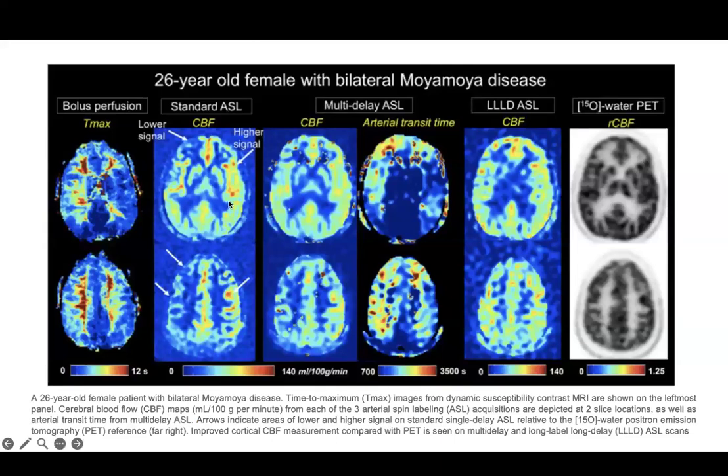And this is a patient with bilateral Moyamoya disease. This is the standard ASL, which is showing perfusion deficits in this hemisphere. But when it is a multi-delay ASL, the filling occurs more, and we can actually see the areas of low perfusion, which almost correspond to, and show better than, the PET scan.